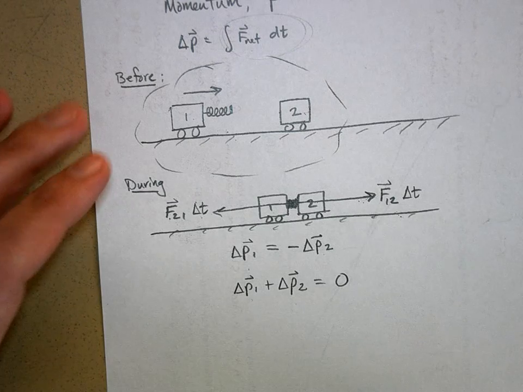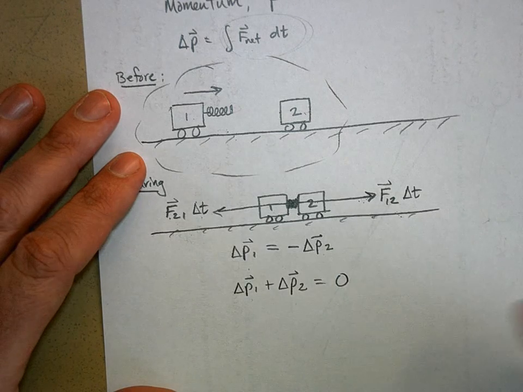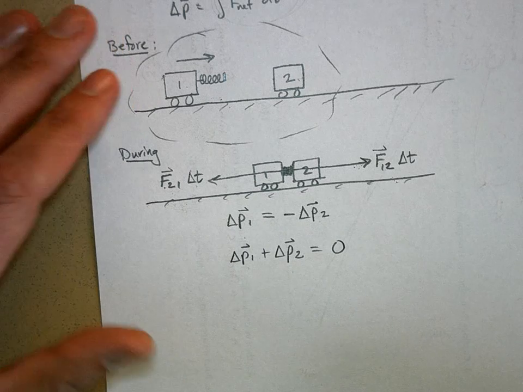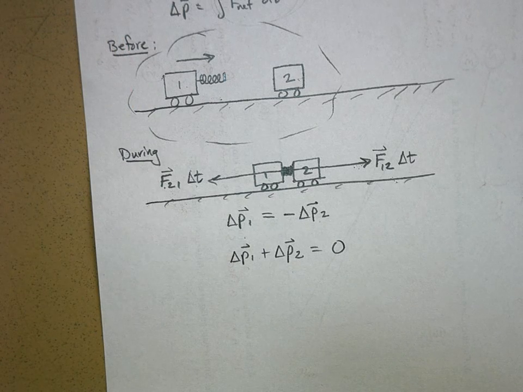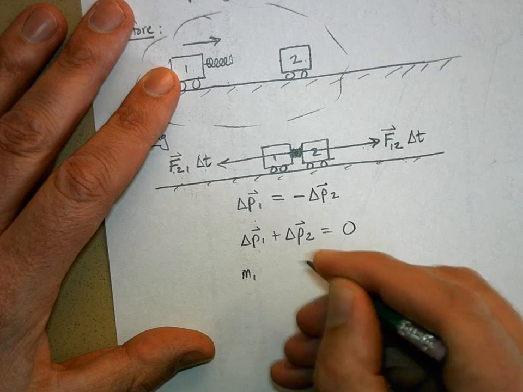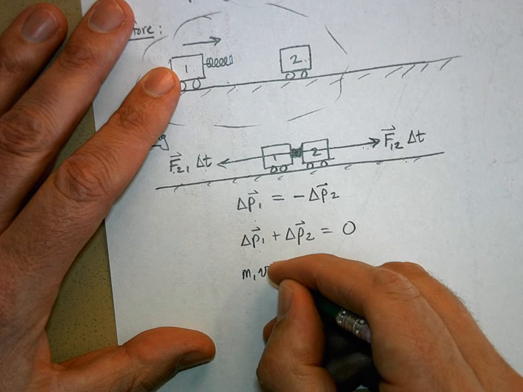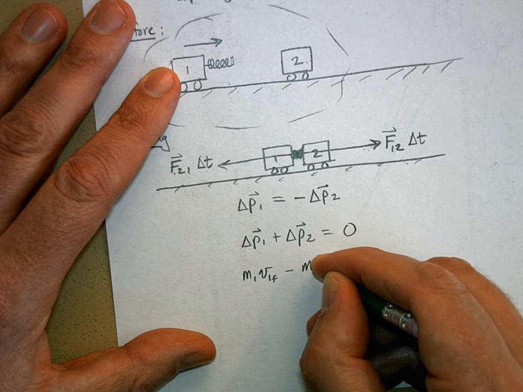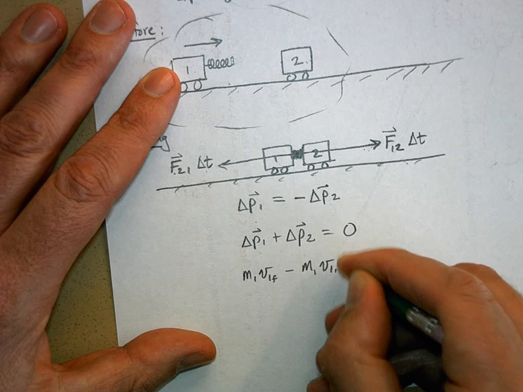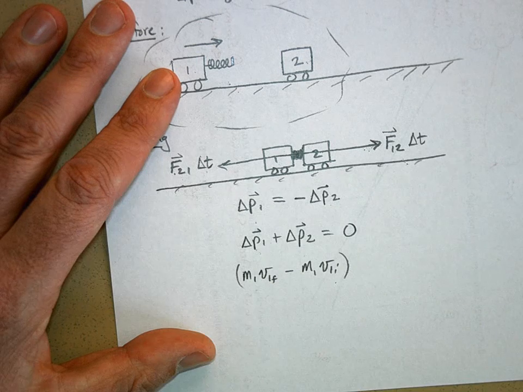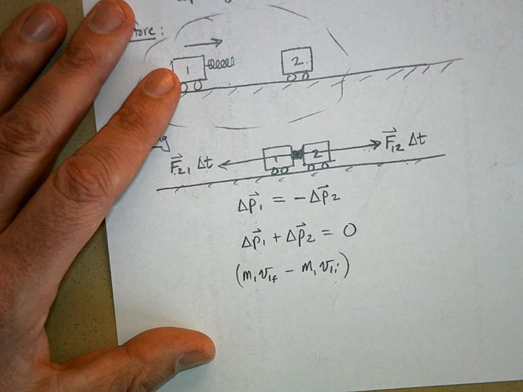And so let's break this down even further. And by the way, we get really lost in subscripts here. Sorry, there's going to be a lot of subscripts here. This is M1 V1 final minus M1 V1 initial, right? This is the change in momentum of object 1. Does everybody agree with that?